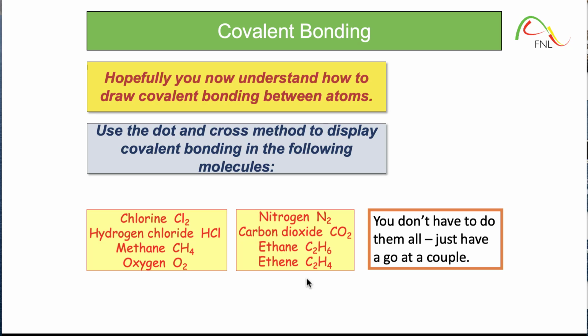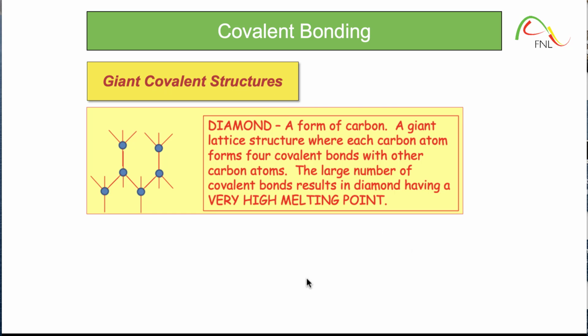Now have a go at a couple. You don't need to have a go at all of them. Just try 1 or 2. Okay? Right. Now, as with ionic bonding, when we had giant ionic structures, we've also got giant covalent structures. Here's a very famous one.